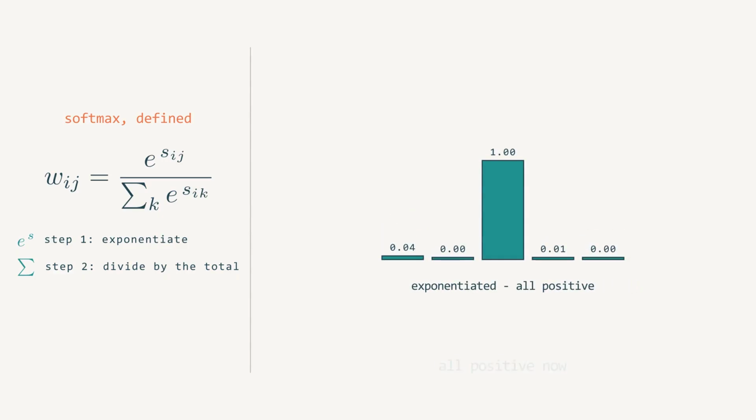The scores aren't weights. They're arbitrary real numbers. Some are negative. They don't sum to anything in particular. A weighted average needs weights that are positive and that sum to one, otherwise you're not averaging, you're just scaling the answer by an arbitrary amount. So we need something that takes any list of numbers and returns a list that's positive and sums to one. That thing is the Softmax, and it works in two steps.